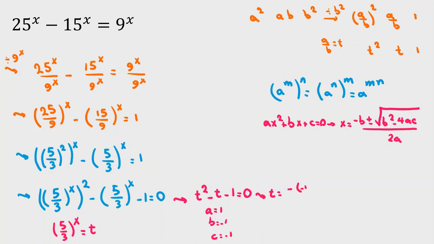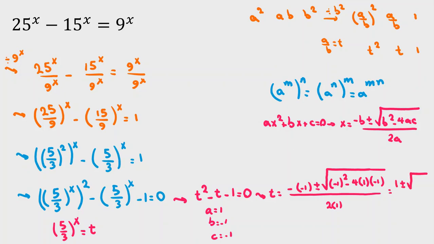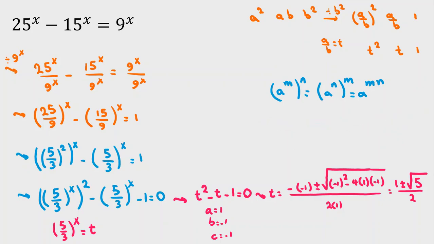t equals negative b, negative negative 1, plus minus square root of b squared, negative 1 squared, minus 4 times a, which is 1, times c, negative 1, all over 2a, 2 times 1. It will be 1 plus minus square root of 1 plus 4, root 5, all over 2. Okay. Now t has two values, but one of them is possible.